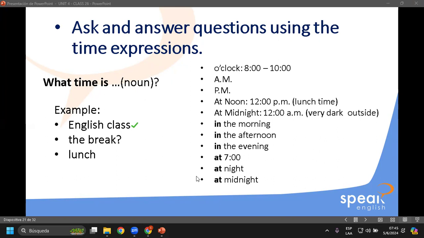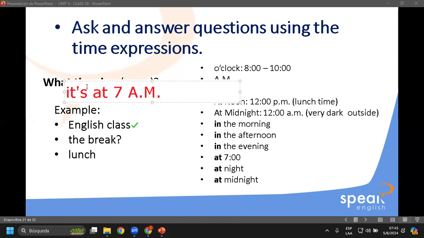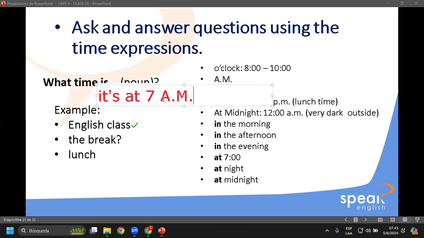What time is the English class? It's at 7 a.m. All right, don't forget "at." So we are going to say it's at 7 a.m. What is the time expression here? A.m. Okay, another question.